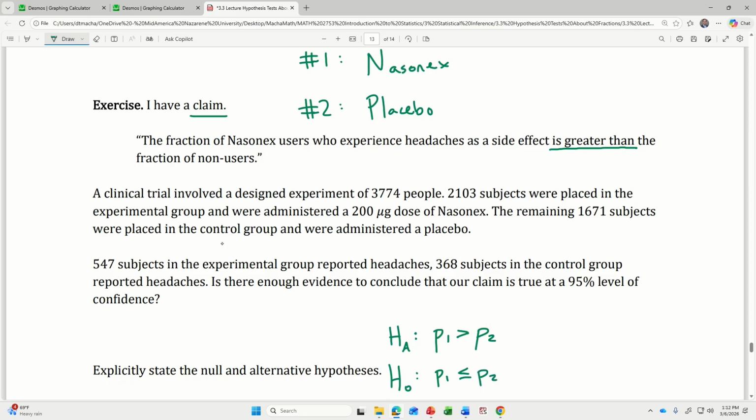But because the claim is not in support of Nasonex, if you had a claim that was trying to see if Nasonex was safer or more effective, you would do it the other way.